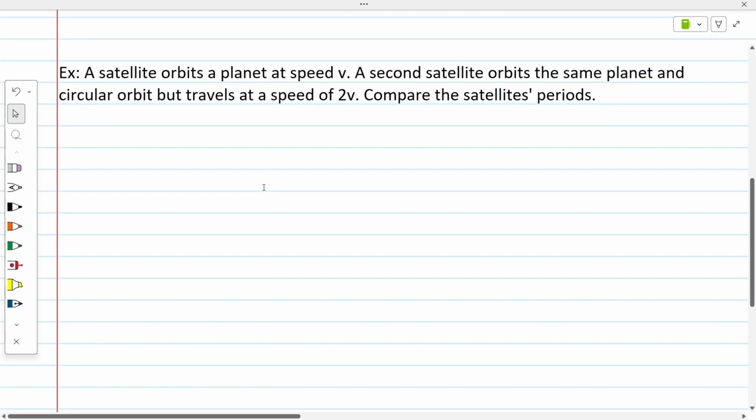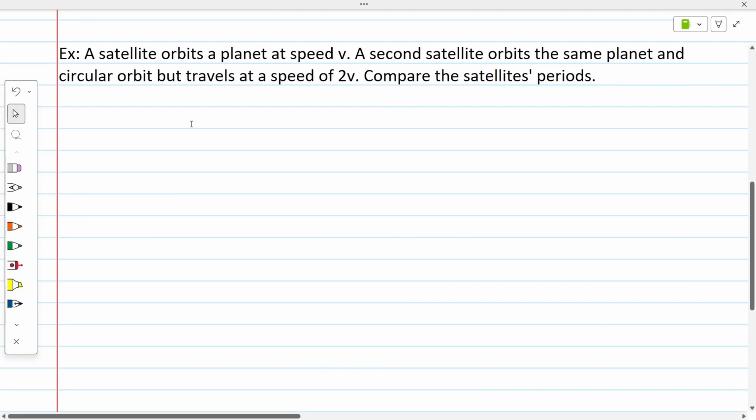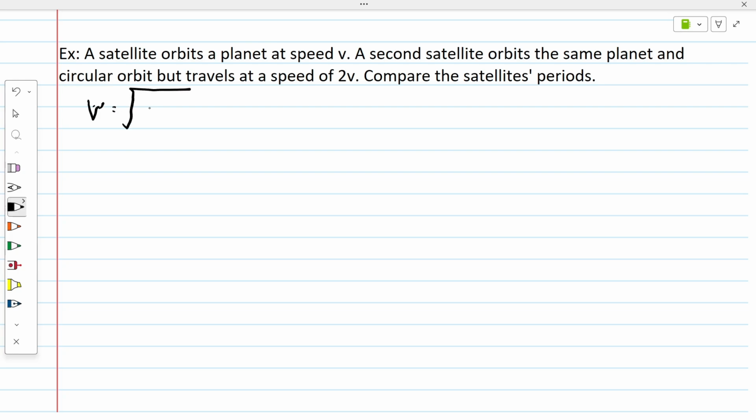So it says a satellite orbits a planet at speed v, and a second satellite orbits the same planet in a circular orbit at a speed of 2v, and then we're going to compare the satellites' periods. Okay, so we just derived the equation for the speed equals the square root of G mass of the planet over r. Now you may be thinking, we don't have anywhere in here the period, so how are we going to get that? Well, we know that we have a different equation for v.